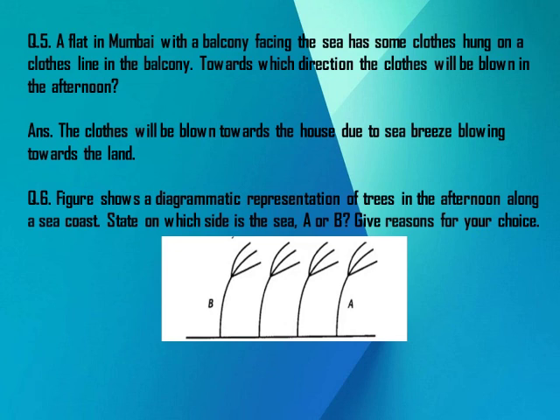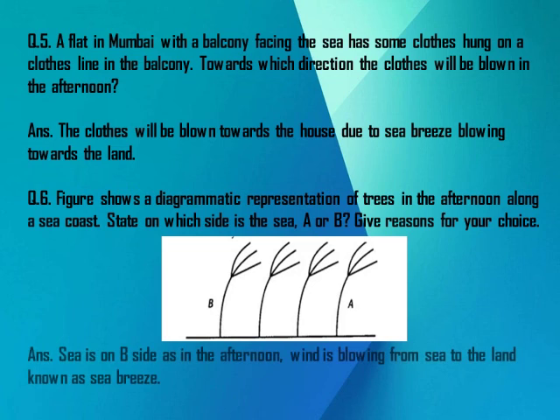The figure shows a diagrammatic representation of trees in the afternoon along a sea coast. State on which side is the sea, A or B. Give reasons for your choice. The sea is on the B side, as in the afternoon, wind is blowing from the sea to the land, called sea breeze.